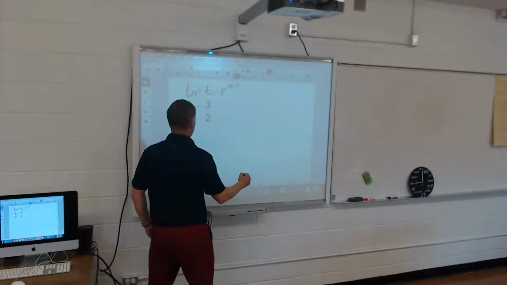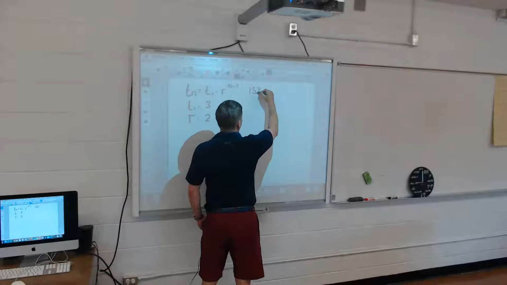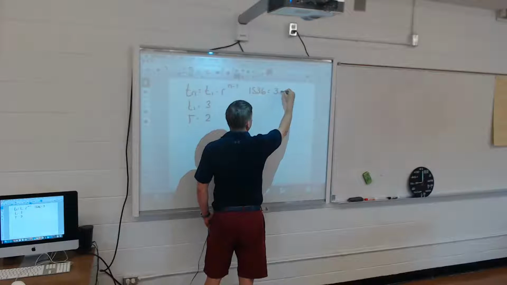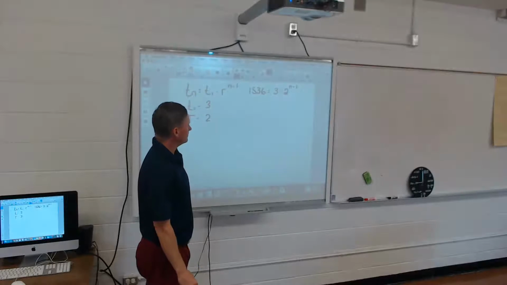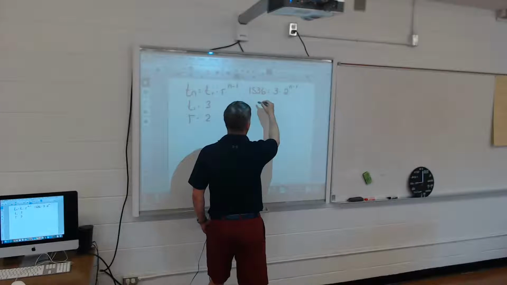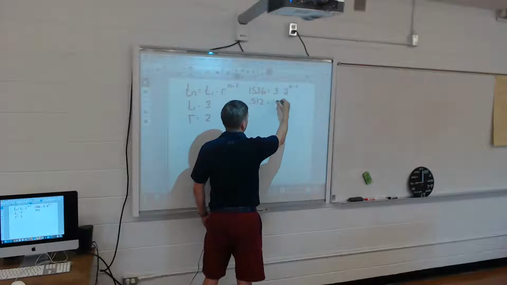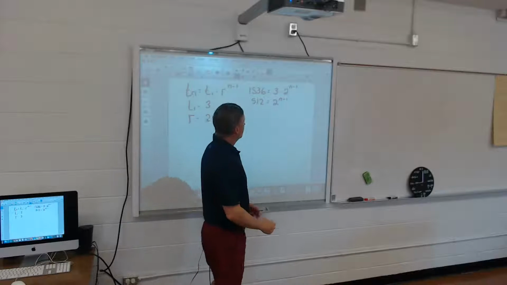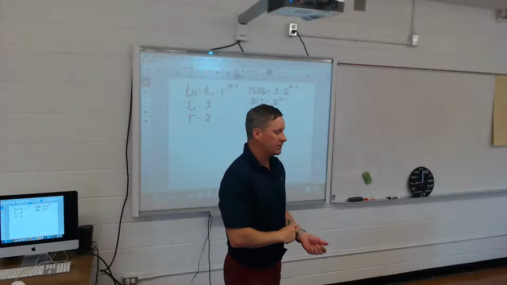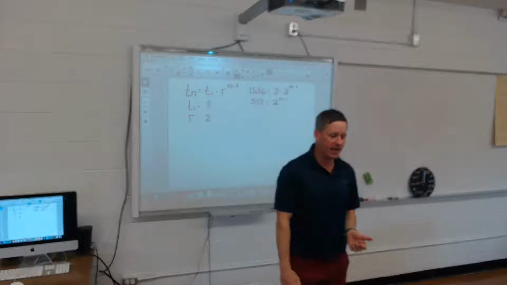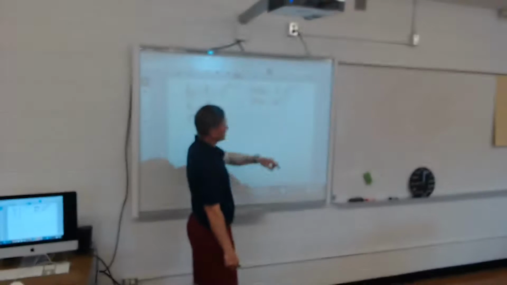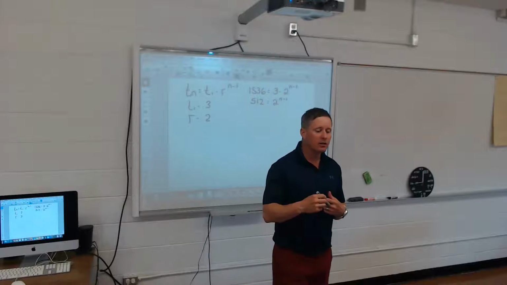Actually, I thought I did this one yesterday maybe, but no worries. It's all good. So I have 1536 equals 3 times 2 to the n minus 1. Just like that. So the first thing that I do is I divide by 3. Now, in grade 12, we would be able to solve this question if the bases were completely different. But in grade 11, we can't do that. So what we have to do here is change 512 to 2 to the power of something.